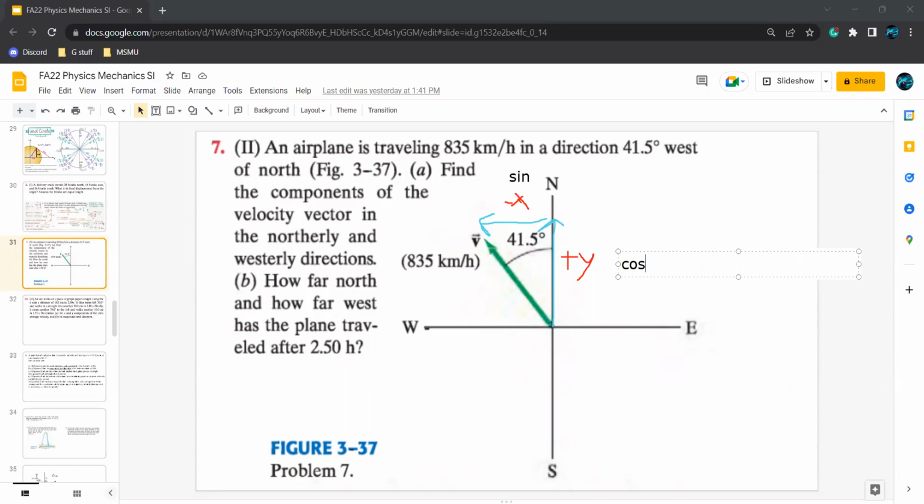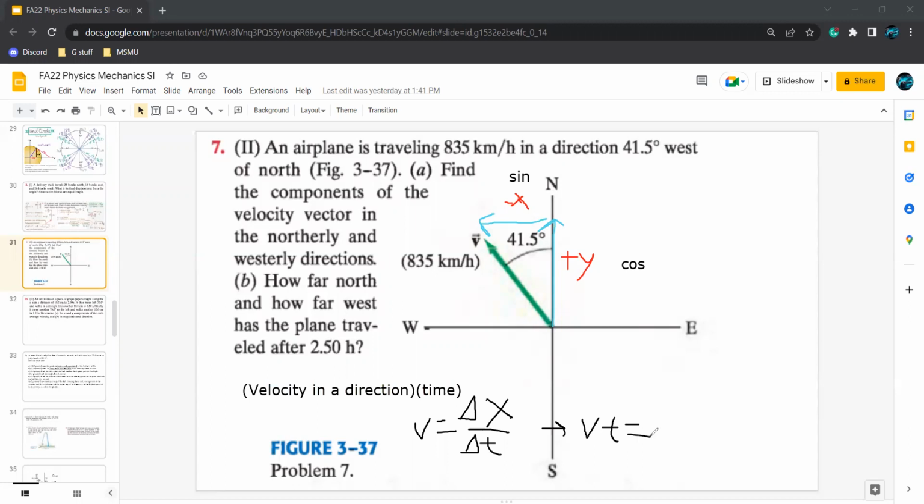It asks how far north and how far west the plane has traveled after so many hours. So that is just your velocity in a direction times the time passed. The reason for that is velocity is equal to delta x over delta t, where your t naught is equal to 0, so it's basically just t there. And then that's going to be the x component. Nothing too hard.